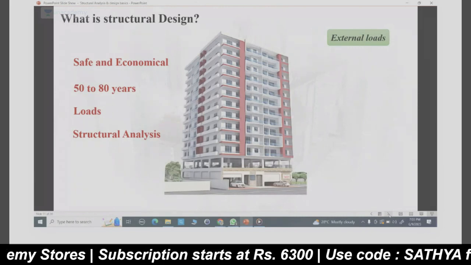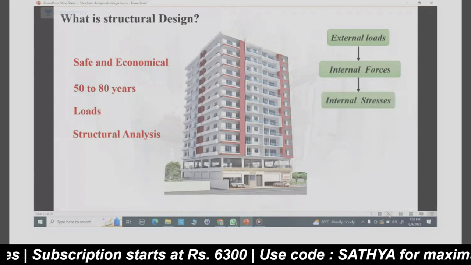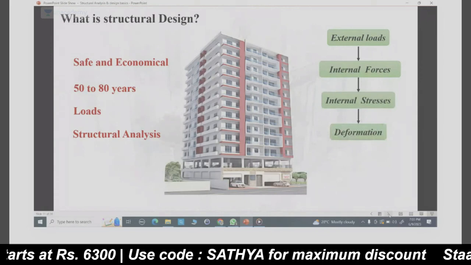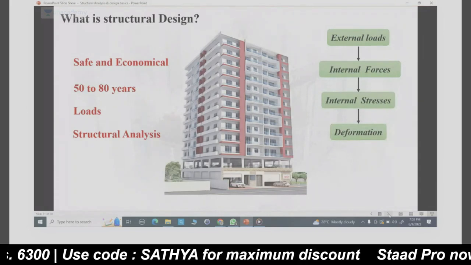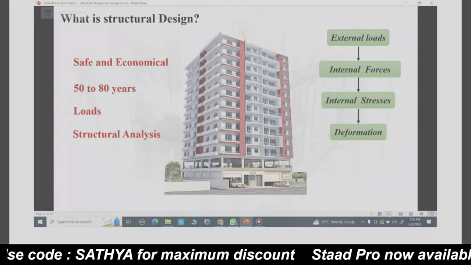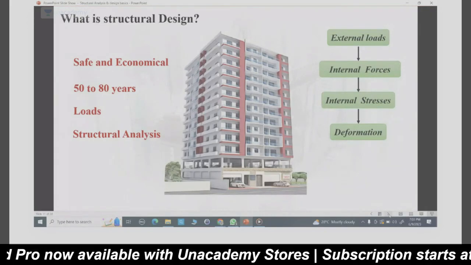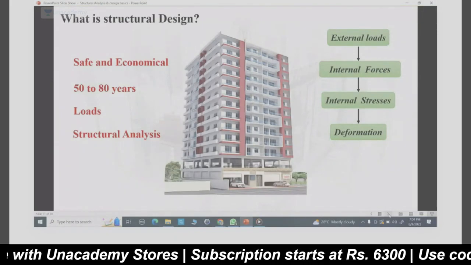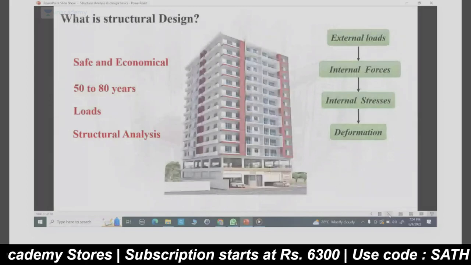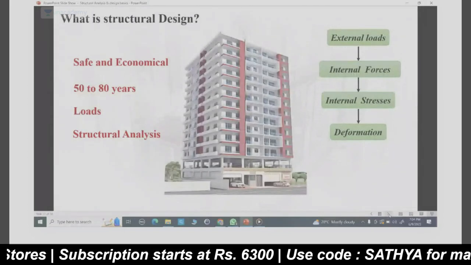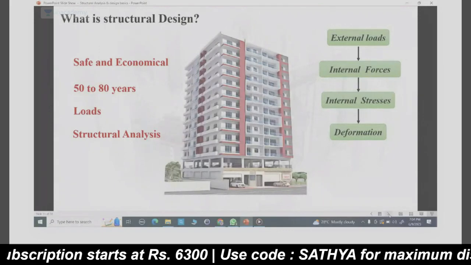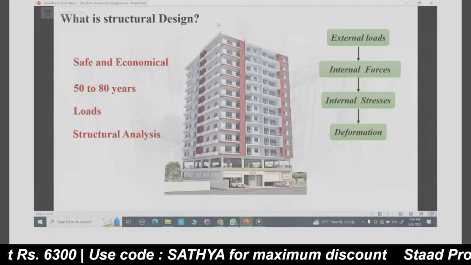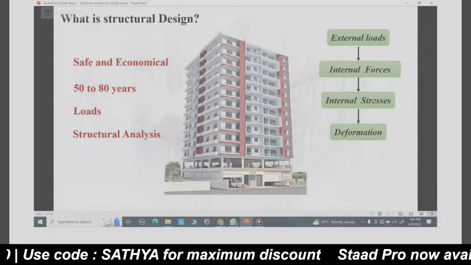Let me explain here. Due to the external loads we get internal forces, and due to the internal forces we get internal stresses, and those internal stresses will cause deformation. Deformation means the structure moves away from its original position. In order to avoid this kind of deformation, we need to do the analysis, calculate the internal forces, and accordingly design the structure. So to avoid this, we are designing the structure.